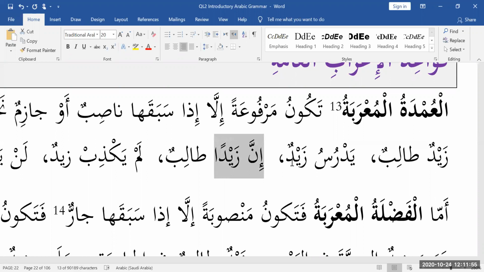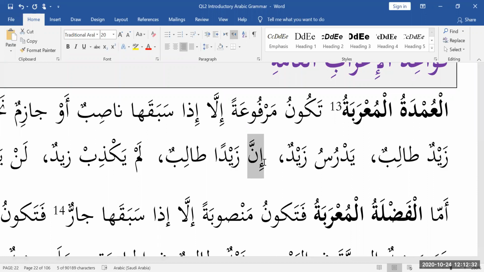Inna Zaydan talibun. Ooh, what happened here? Compare Zaydun talibun with Inna Zaydan talibun. What's the difference? Something changed. Zayd here is Zaydan. It's in the nasab state, therefore it's mansub. But here Zayd is in the rafa state. Why? Why did Zaydun become Zaydan? Is there something before Zayd that's causing it?